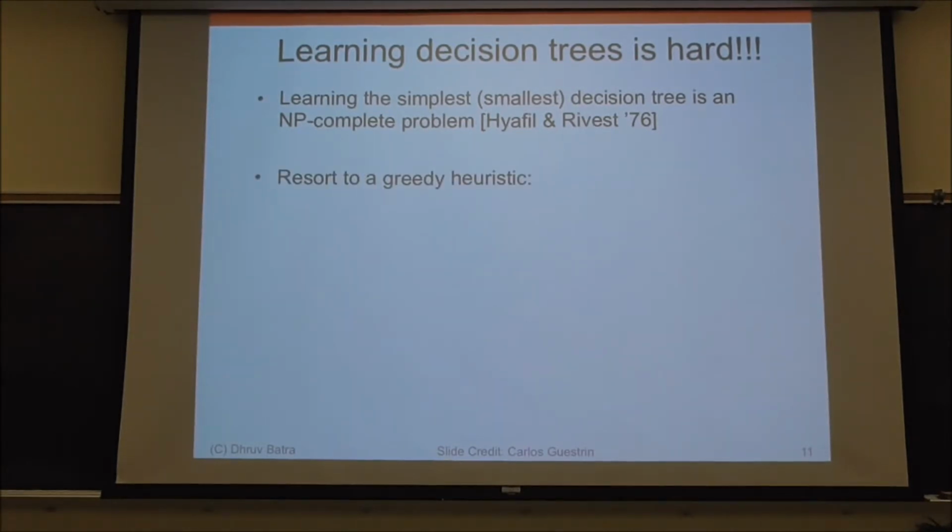And what we said last time is we'll resort to a greedy heuristic. It's fairly natural and simple. You start with an empty tree, you find one really best attribute, or feature, that you should split on, and you go ahead and split on that and basically recurse on each of the dimensions, right?